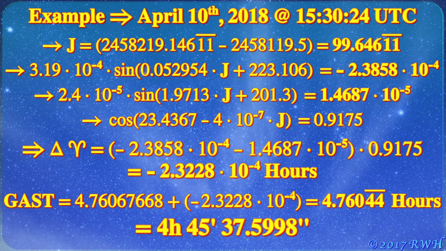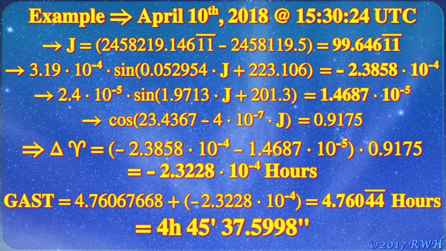2.3858 times 10 to the power of negative 4. Next, we do the same for the remaining two terms, resulting in values of 1.4687 times 10 to the power of negative 5 and 0.9175 respectively. Now that we have all the values we need, we can calculate the equation of the equinoxes by subtracting the second term from the first term, then multiply the result by the third term in order to arrive at a value of negative 2.3228 times 10 to the power of negative 4 hours, which is equal to negative 0.8362 seconds.